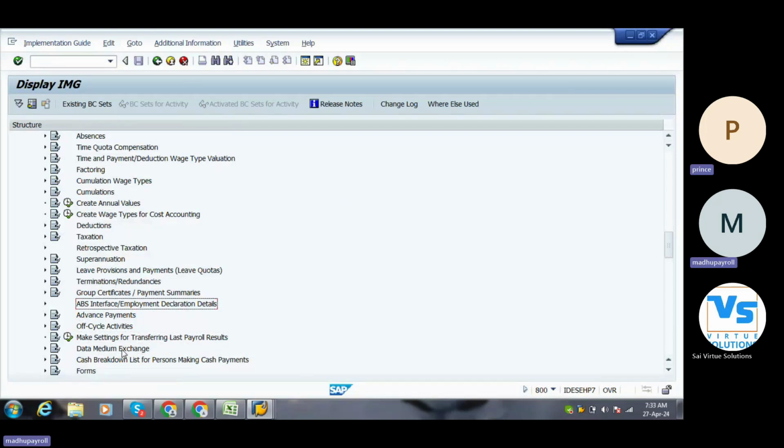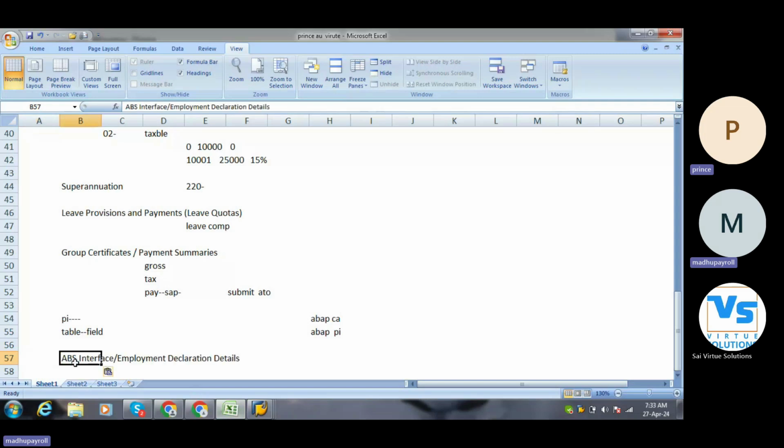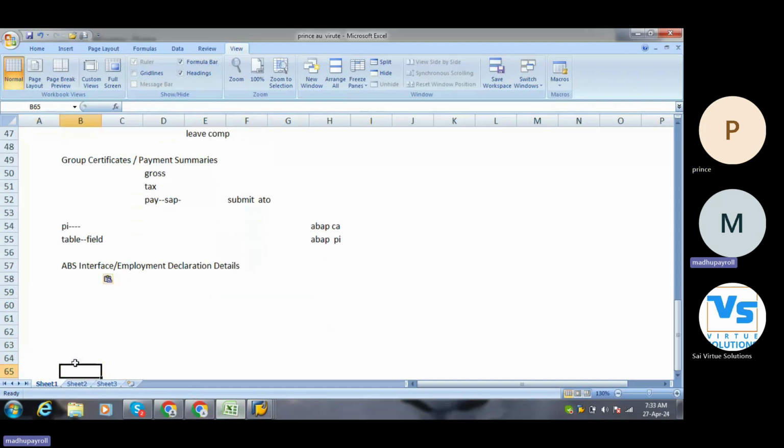Then the next thing here, the ABS interface also. With the ABS interface you are not doing anything, but you should know the process. What does ABS interface mean? Australian Bureau of Statistics. Like an income tax department in India, like the US IRS, Internal Revenue Services. ABS interface is for employment declaration. The Australian Bureau of Statistics is an organization in Australia. All employment available in your company, this data you have to make available to them, maybe cross application, as per the agreement of the company with the government of Australia.